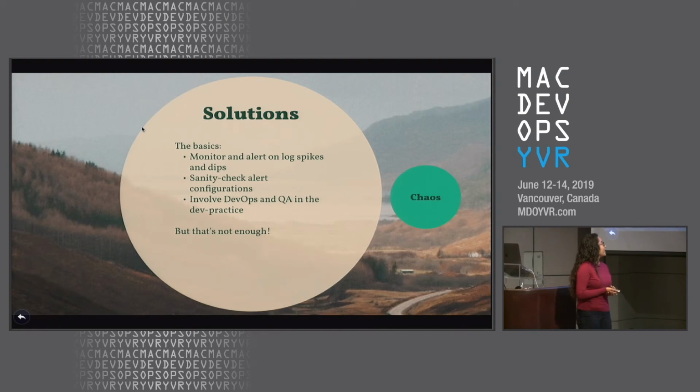Involve DevOps and QA in the dev practices. These are some of the easiest and most basic solutions, I'd say. They may not be easy depending on the size of the organization, but this is the basic stuff that we need to do. Beyond that, what we can start doing is engaging in the practice of chaos engineering.